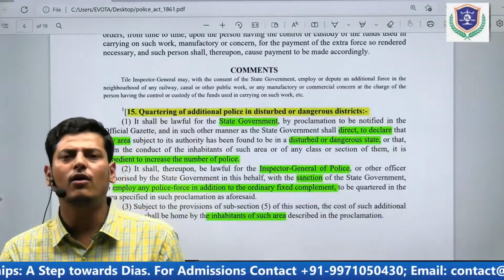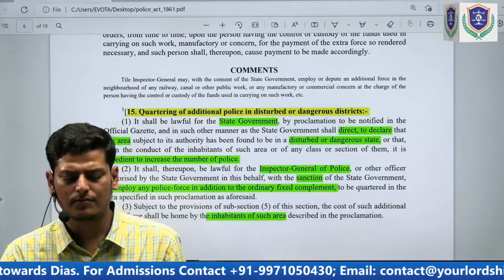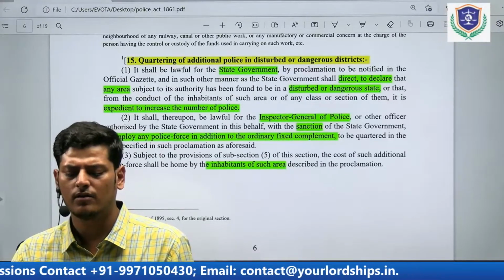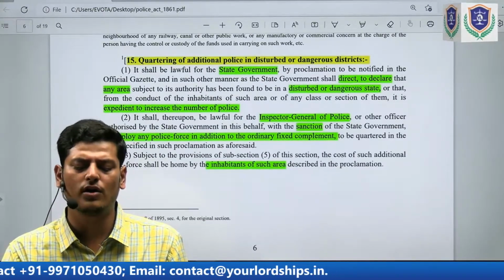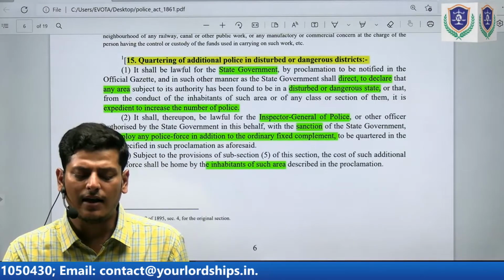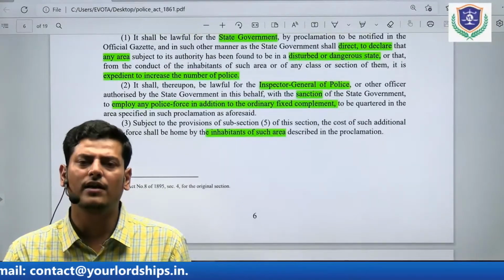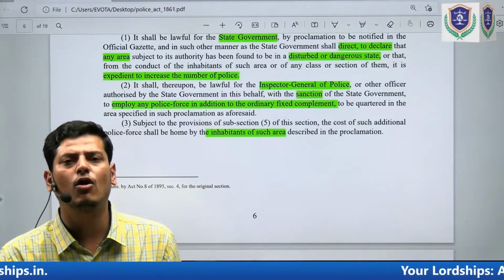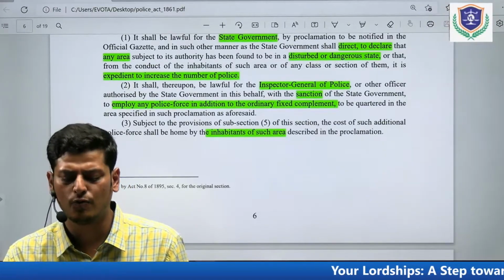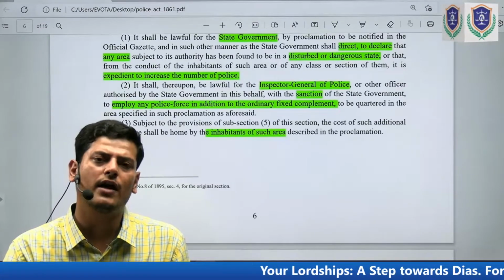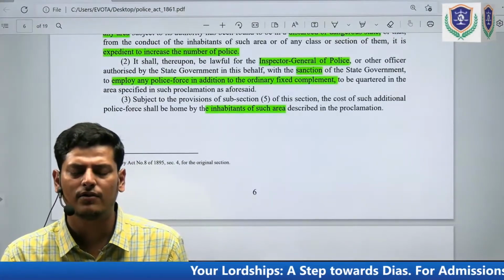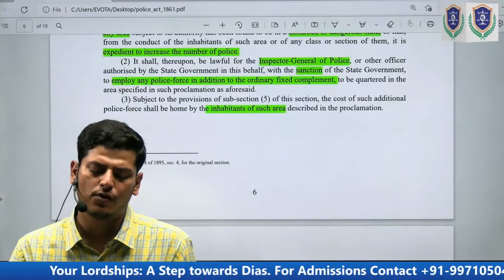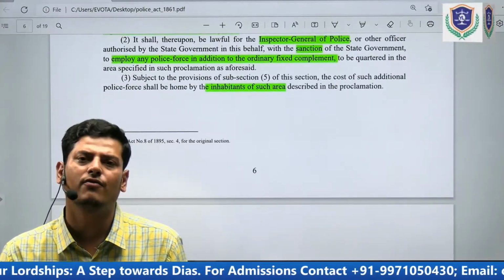Similarly, quartering of additional police force can also be done. When the state government has made a proclamation that a particular area is disturbed or dangerous, then in that case, wherein there is a proclamation, then again we'll see that it will be lawful for the Director General in the case of UP or other officer authorized by the state government in this behalf, with the sanction of the state government, to employ any police force in addition to the ordinary fixed complement.